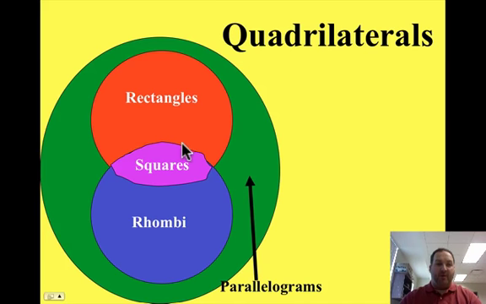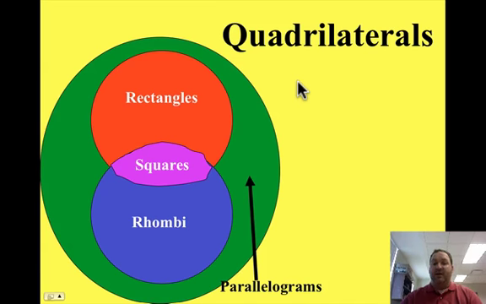So if I were to put my mouse cursor here, I'm touching the rectangle group, but I'm also touching the parallelogram group, and I'm also touching the quadrilateral group. So that tells you that rectangles are parallelograms and quadrilaterals. If I were to put my mouse here on squares, it's touching squares, rectangles, rhombi, parallelograms, quadrilaterals. So it's touching everywhere. If I were to put my mouse here in the yellow, I'm just touching a quadrilateral that's not a parallelogram.